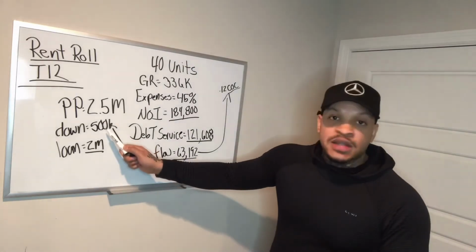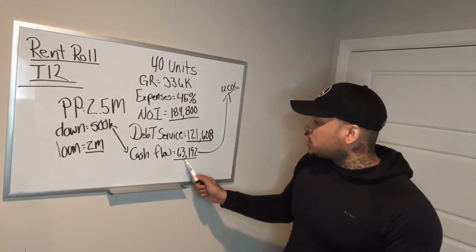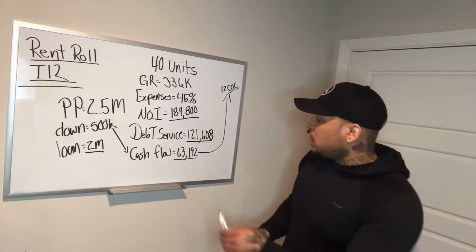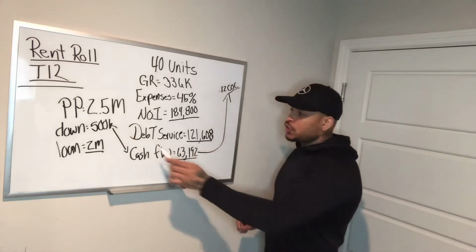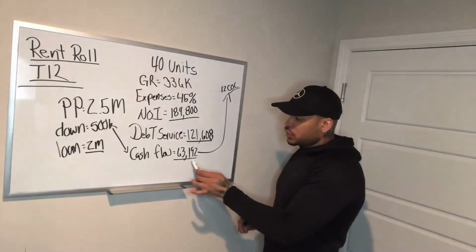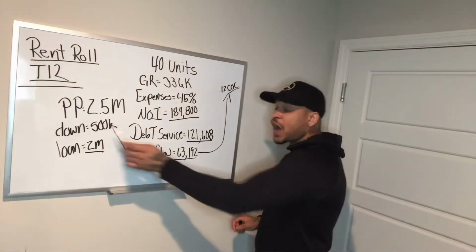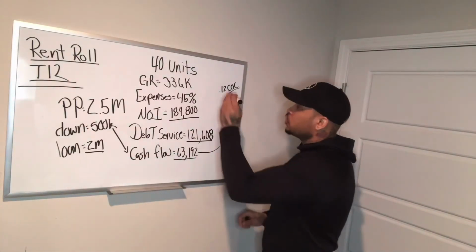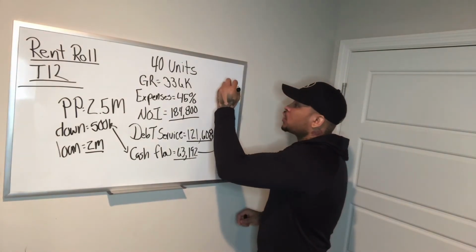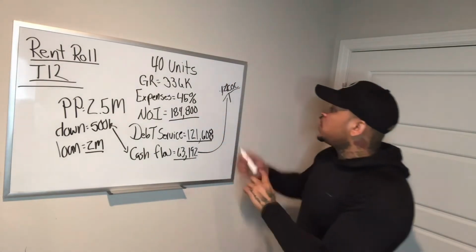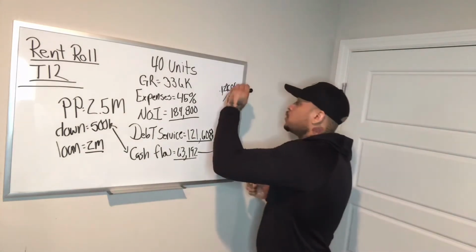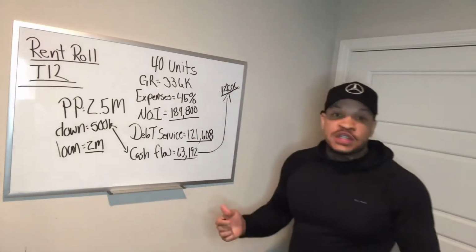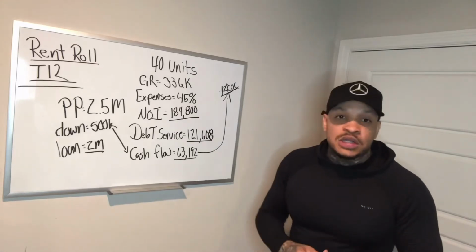So they put $500,000 down. You're at a cash flow of $63,192. If you take this number and divide it by that number, so 63,192 divided by 500,000, that gives you a 12% COC, which means cash on cash return. So now the question is, is it a good deal? Yes, it's a good deal.